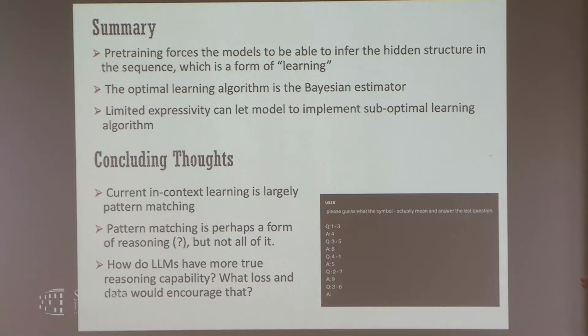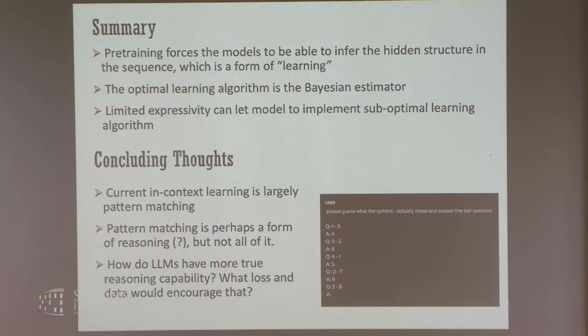So, in summary, I think the thesis is that pre-training forces the models to be able to infer the hidden structure in the sequence, which is a form of learning. The optimal learning algorithm is the Bayesian estimator, where you estimate the best hidden structure and then use that to predict. But if you have limited expressivity, the models can only implement a suboptimal learning algorithm, which is probably what's happening right now.